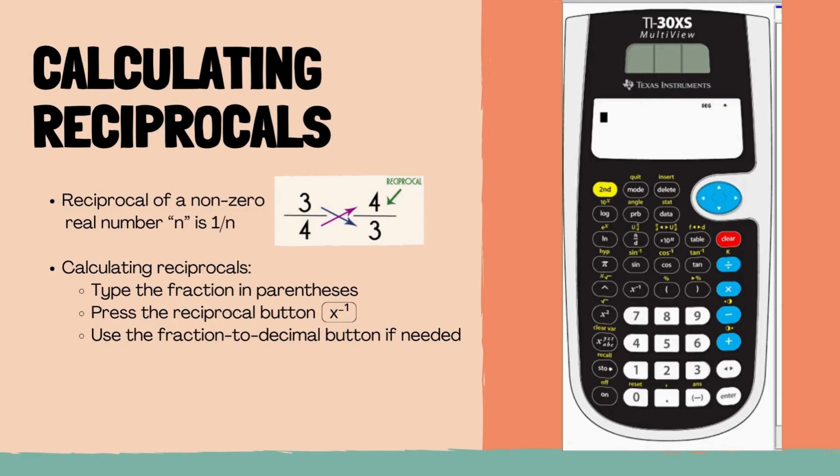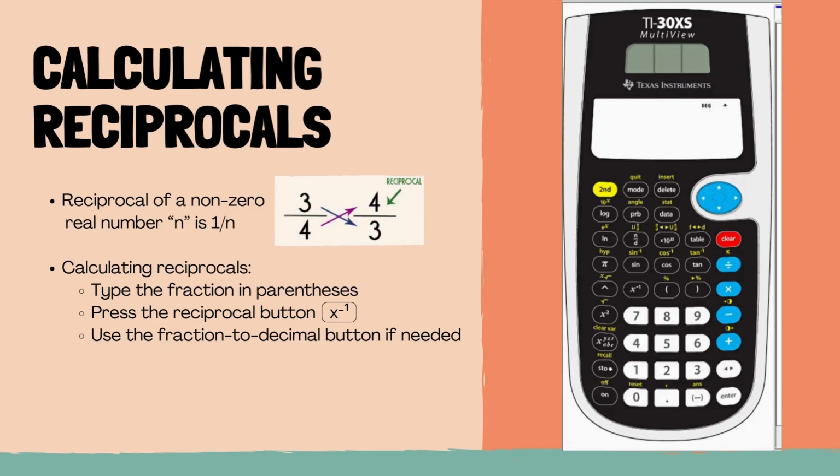For our last topic, we're going to talk about calculating reciprocals. If you haven't heard the term before, you may be asking yourself what it is. The reciprocal of a non-zero real number n, so say 3 for example, is 1 over n. So the reciprocal of 3 would be 1 over 3. And if we have a fraction form of this, so 3 over 4, the reciprocal of that would be the same thing but flipped. So the reciprocal of 3 over 4 would be 4 over 3.